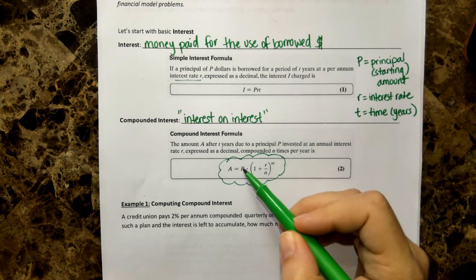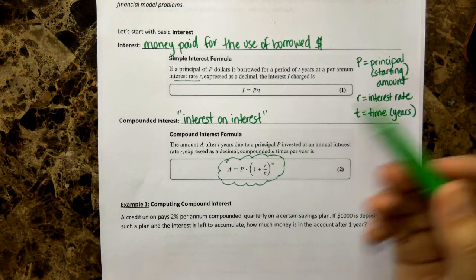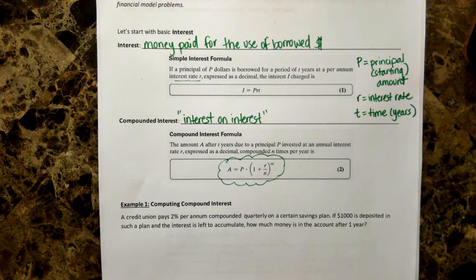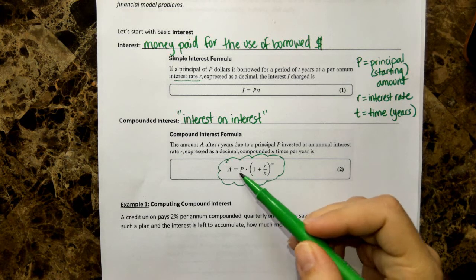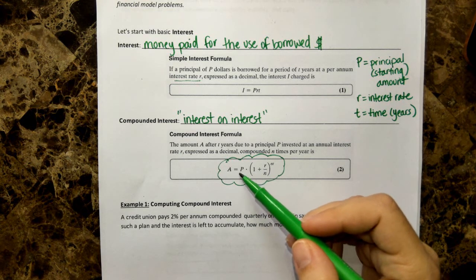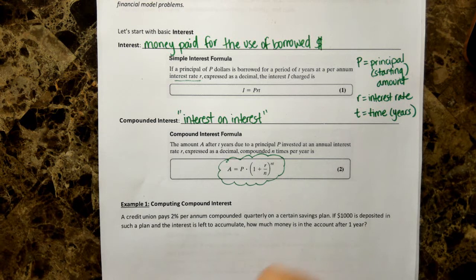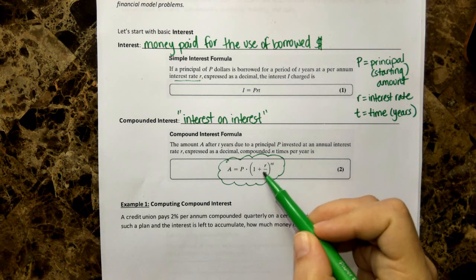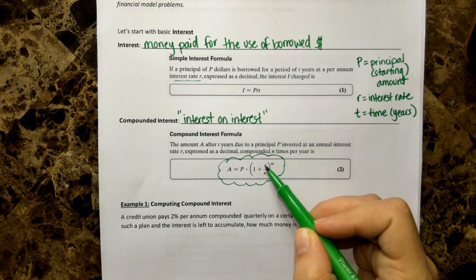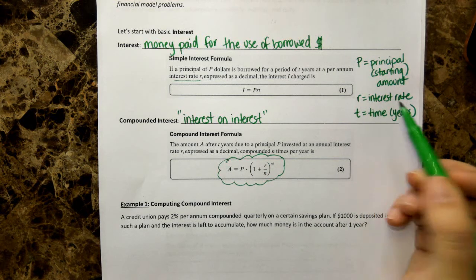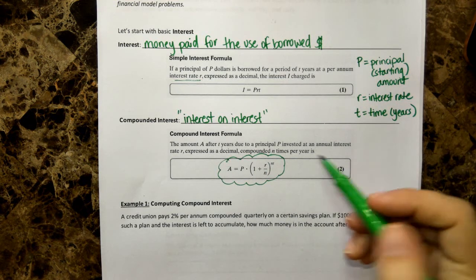So let's say you open up a savings account, the principal would be how much you are going to open the savings account with. Or if you take out a loan, how much you are taking out the original loan for would be your principal amount. 1, that's just a constant, plus R, we already said what R represents, that's the interest rate. What interest rate are they going to be charging you?